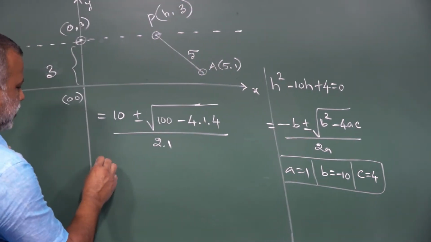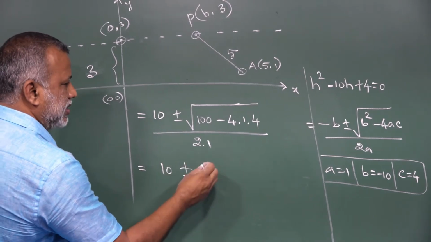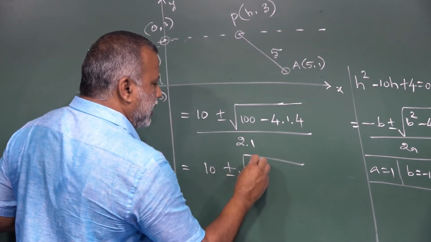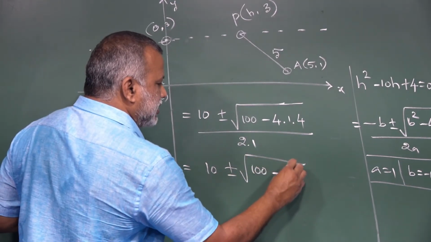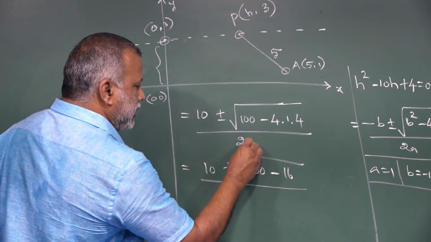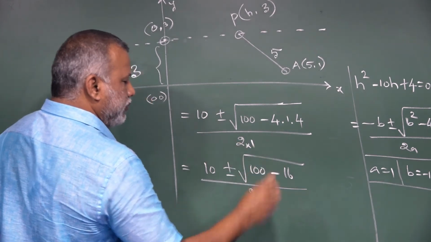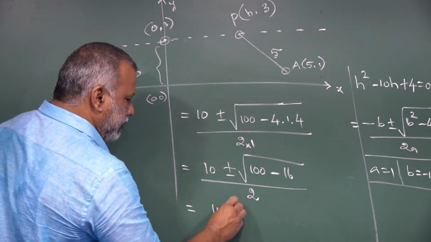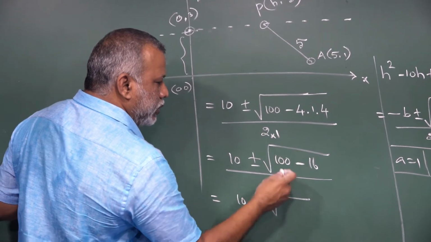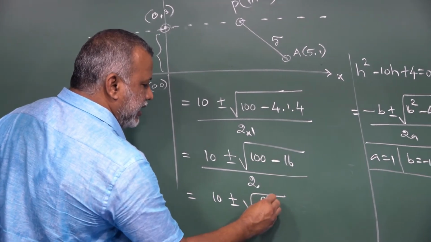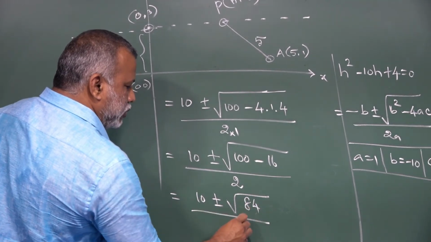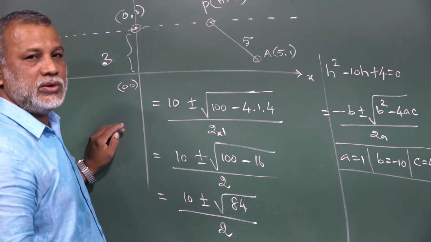Now simplifying this one: 10 plus or minus square root of 100 minus 16, divided by 2. Multiplying with 1, we get 2. So we can write 10 plus or minus square root of 100 minus 16, which is 84, divided by 2.